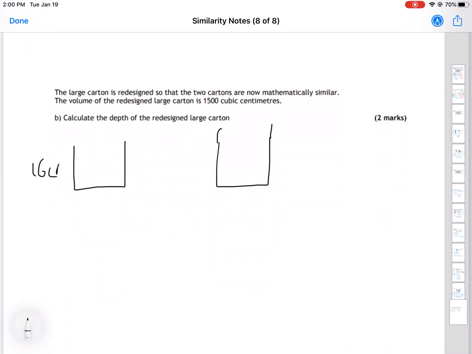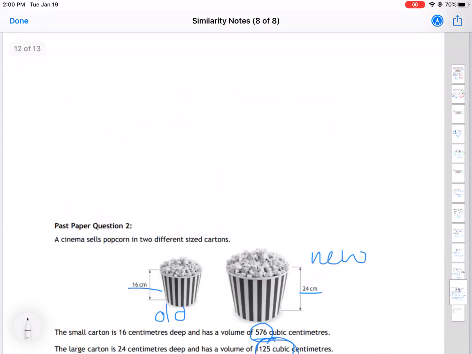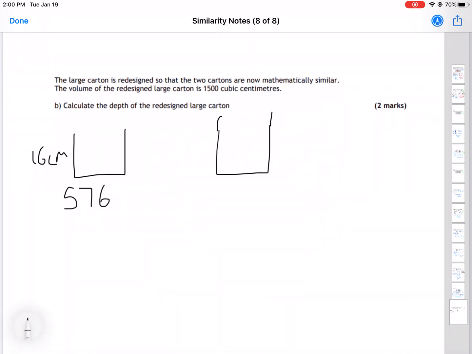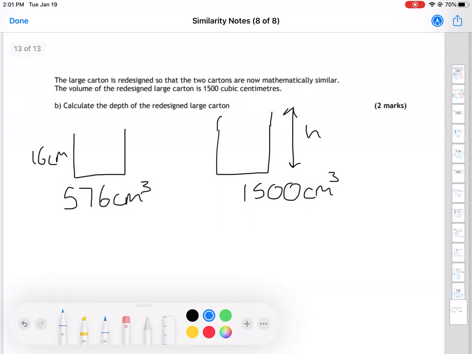So 16 centimetres tall, 576 in volume. We are told now that the second larger carton is 1500 cubic centimetres, and this will now make these cartons mathematically similar. What we need to work out is how deep or how tall, in this case, the carton is. So this question is us working backwards, like we did in the previous two examples.